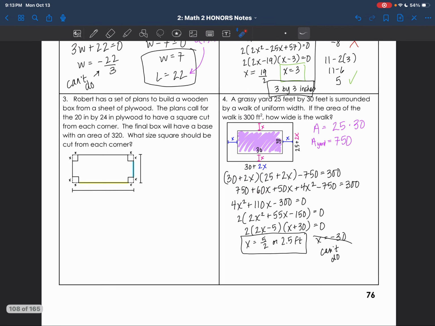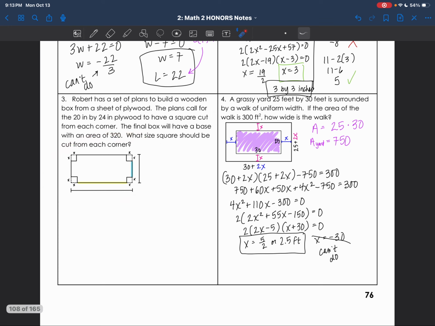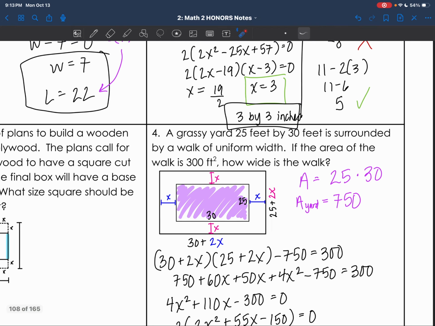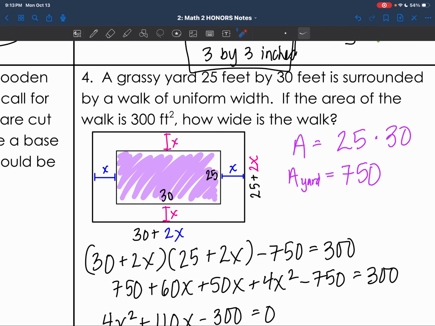Now number 3 is a similar setup, so I at least drew a picture for you, but then you can go ahead and find the rest. And then for number 4, you've got a yard, 25 by 30, that's surrounded by a walk of uniform width. If the area of the walk is 300 feet, how wide is the walk?